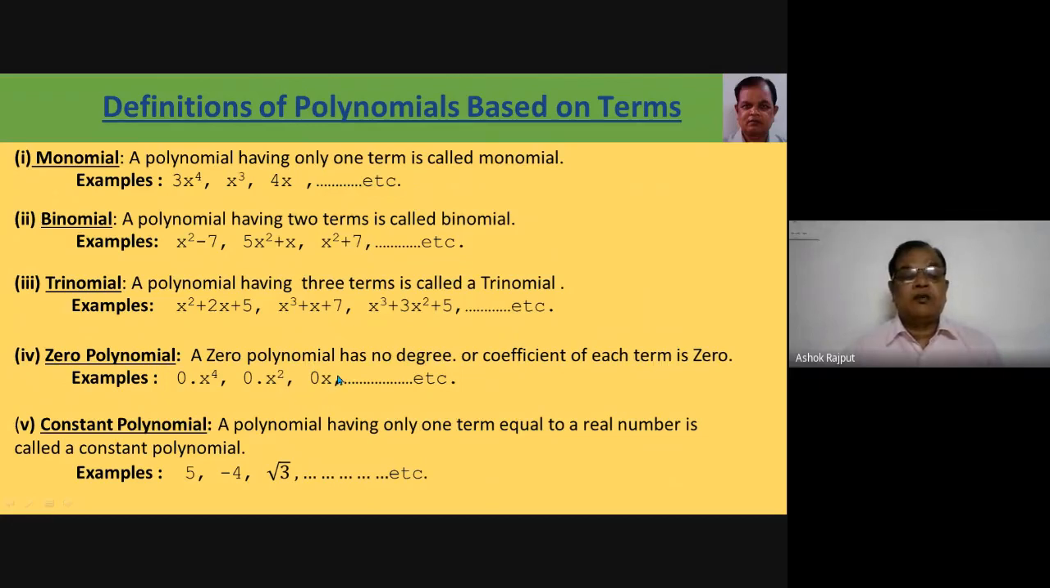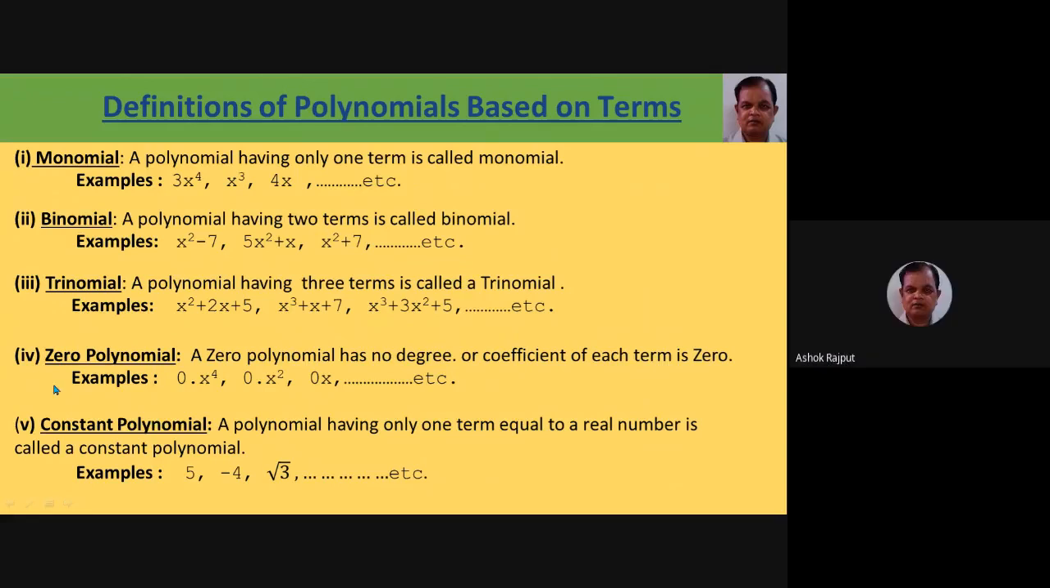Here we are seeing degree is 1, but if we multiply it by 0, it will be 0. It means it has no degree. So these are examples of zero polynomials. The next, the constant polynomial. A polynomial having only one term equal to a real number is called a constant polynomial.